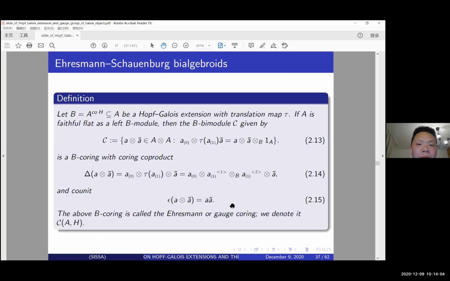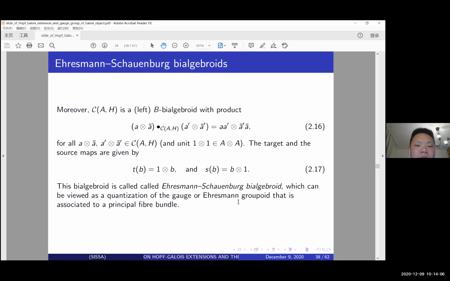So to have a bialgebroid, we also need to have an algebra structure on the given vector space. And this algebra structure is given by the multiplication factor-wise, where the first factor is just A and the second factor is the opposite algebra of A. And the unit is just 1 tensor 1. And the source and target maps are given by 2.17. That is, the source map sends b to the second factor, and the target map sends b to the first factor.